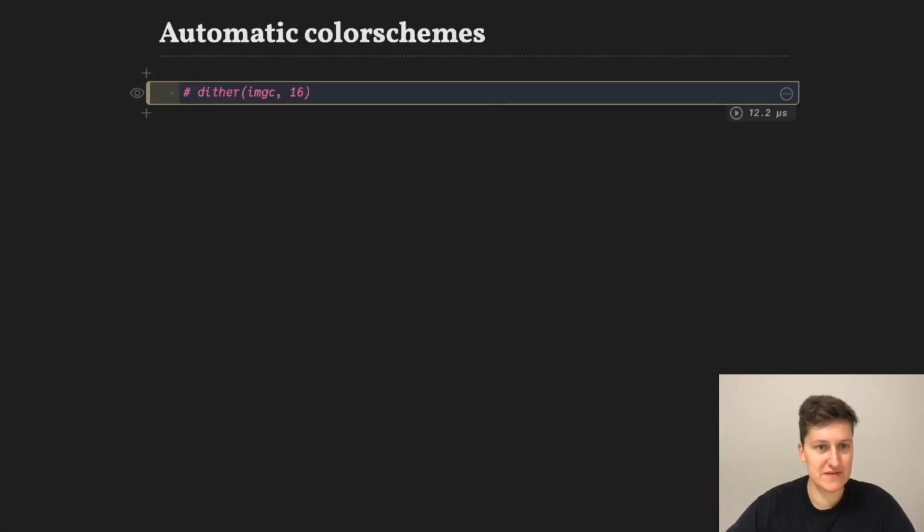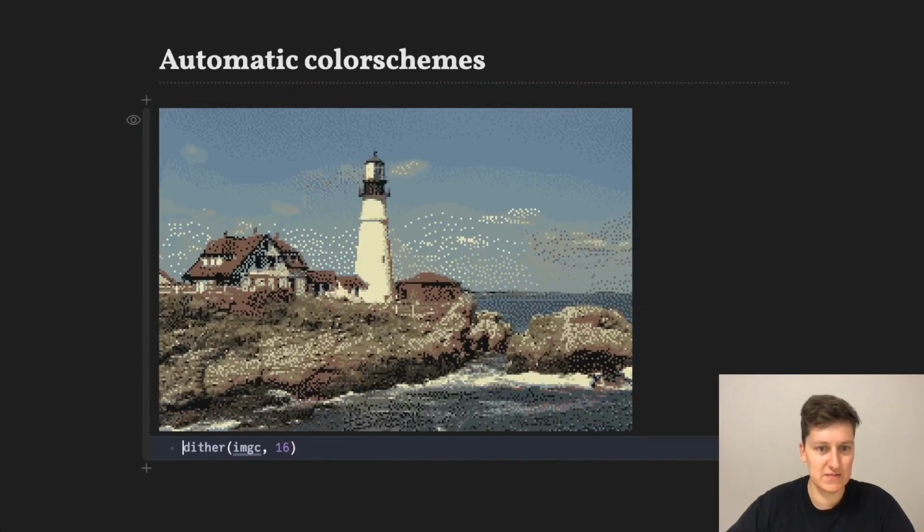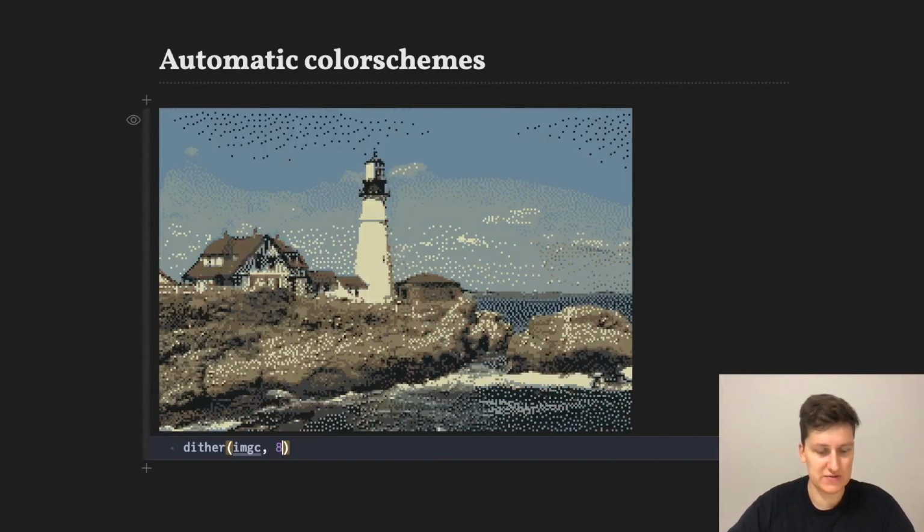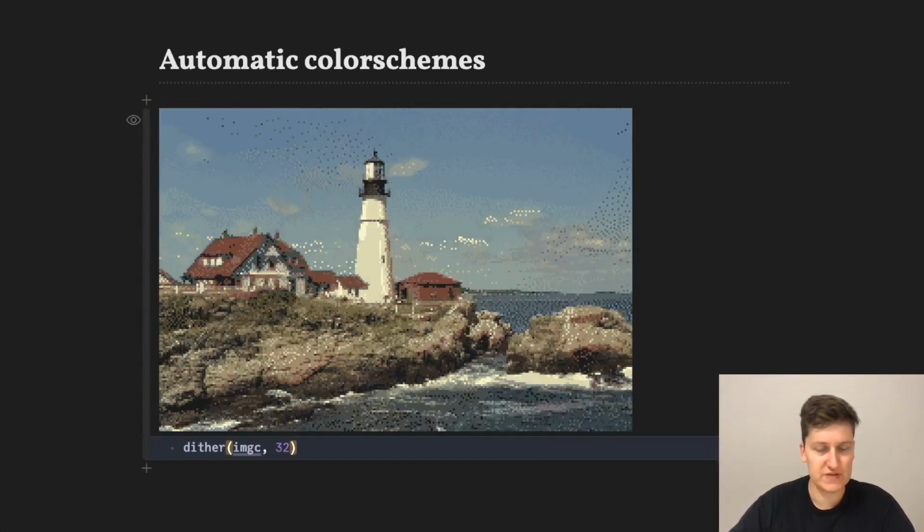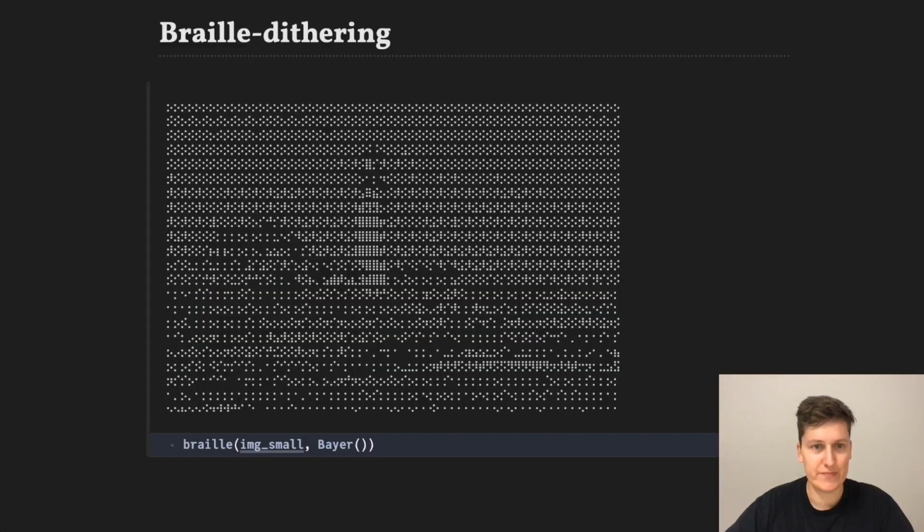If we don't have a specific color scheme in mind, DitherPunk can also automatically generate color schemes based on the image that you pass to it. So, of course, if we increase the number of colors, we will be much closer to the original image. It is also possible to dither to braille symbols by using the function braille, which can also be called with any of the 30 algorithms.